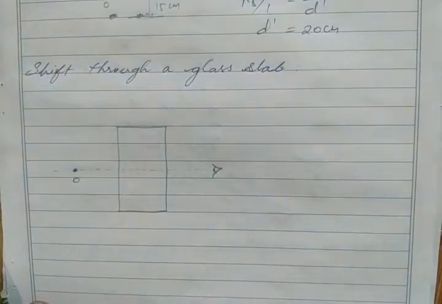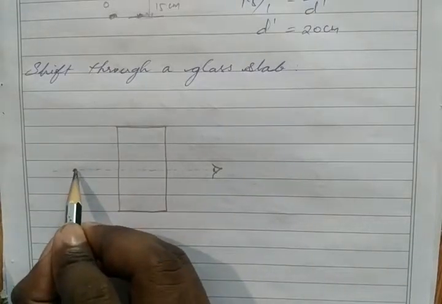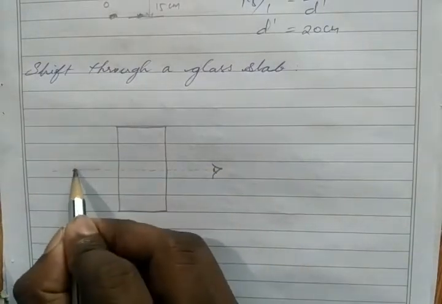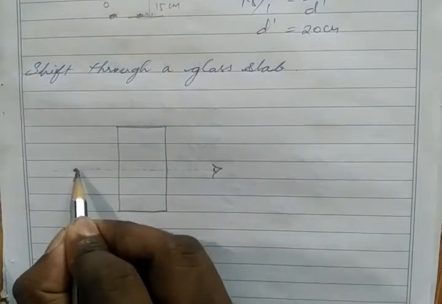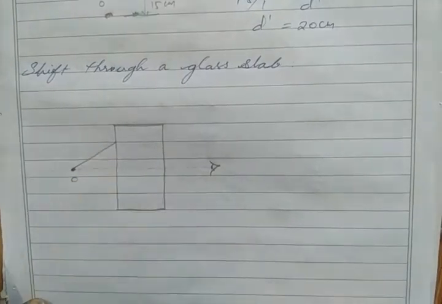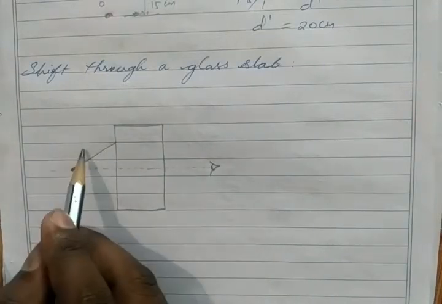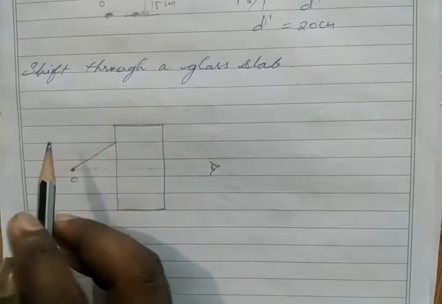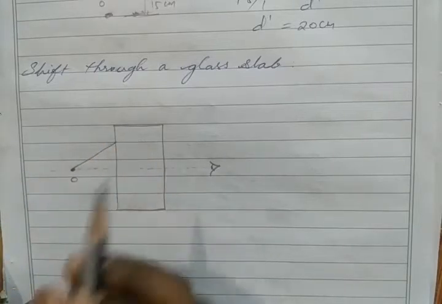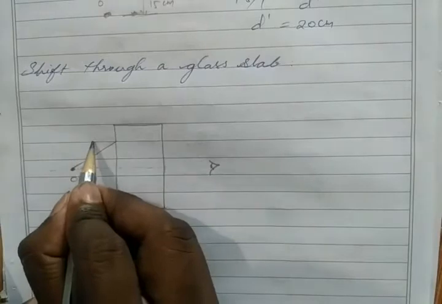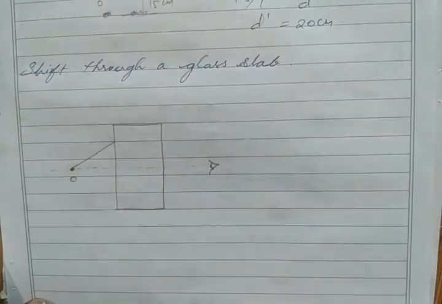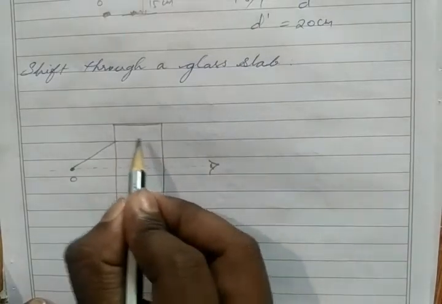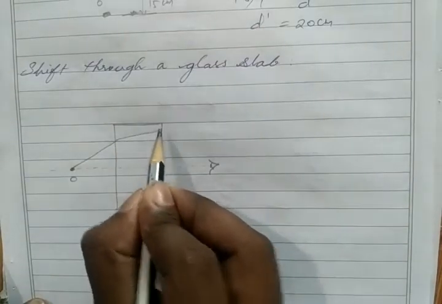Light is coming from the object. If the person sees it from here, say one light ray is going like this. Here we have air, here we have glass. So what will happen? Refraction takes place. When light travels from one medium to another, it bends. In which direction does it bend? Towards the normal, because it is moving from rarer to denser medium.